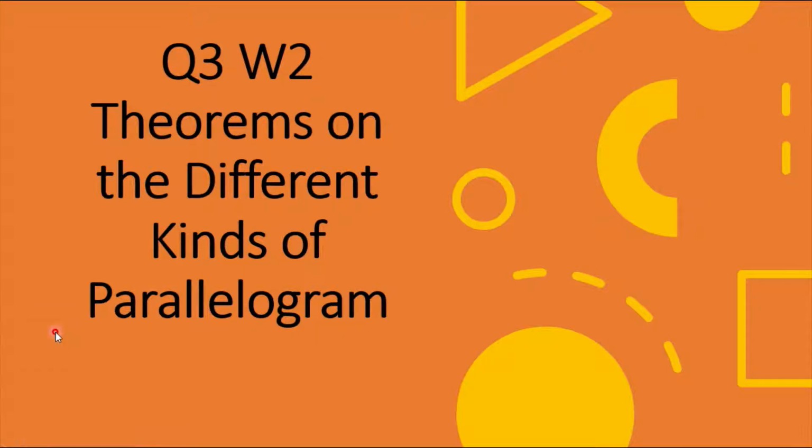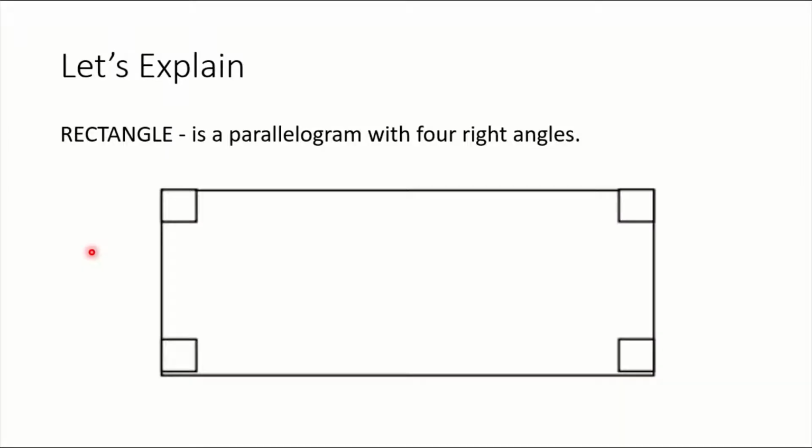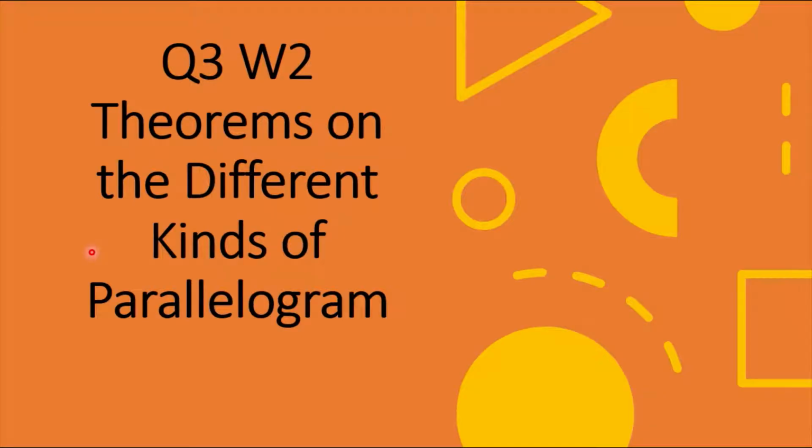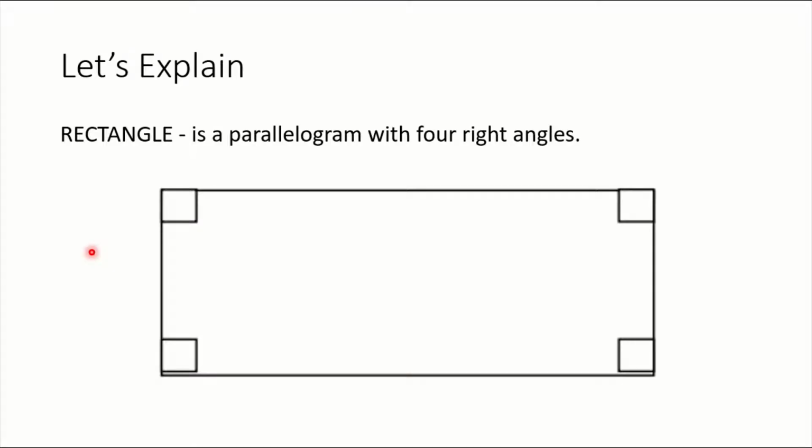Okay, so we are now on quarter 3, week 2 of our discussion, and the topic is all about theorems on the different kinds of parallelogram. So let's explain. A rectangle is a parallelogram with four right angles. So our topic is all about theorems on different kinds of parallelogram. There are three kinds of parallelogram: rectangle, rhombus, and square.